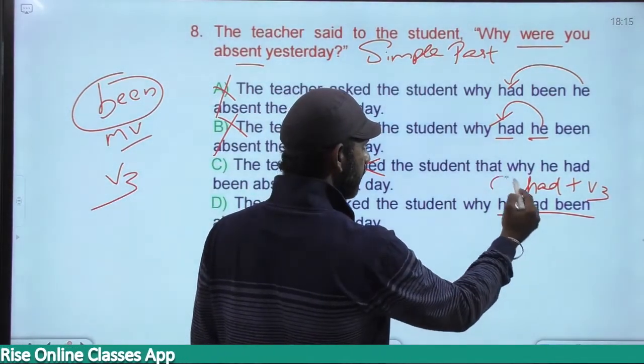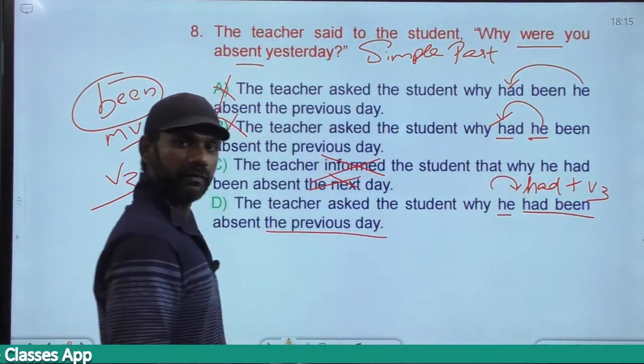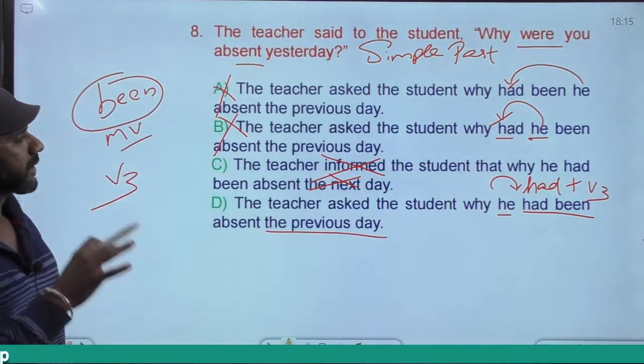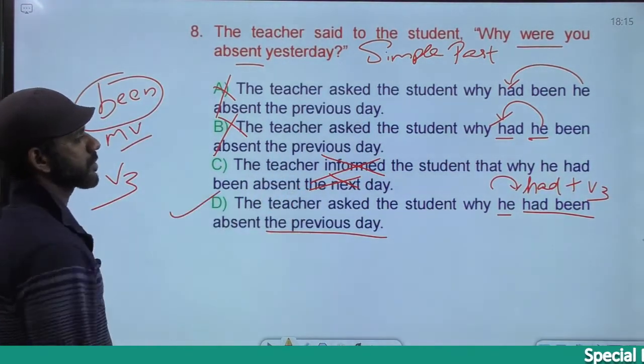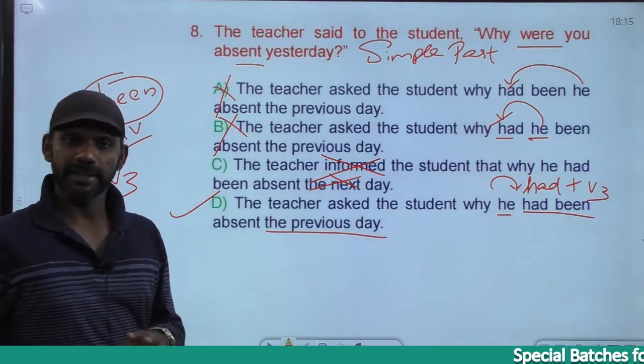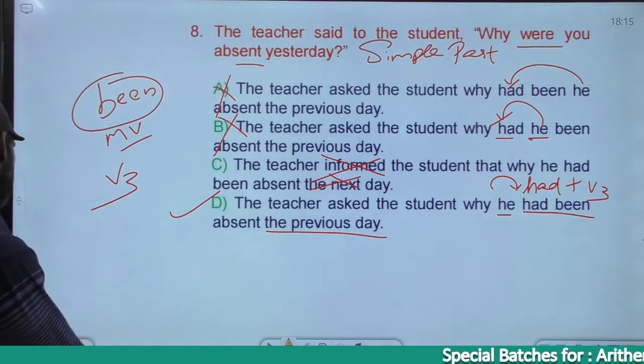Had is the auxiliary verb. The auxiliary verb is coming after the pronoun. Grammatically correct. The rules are satisfied. The answer must be option D. Getting it? Come to the next one.